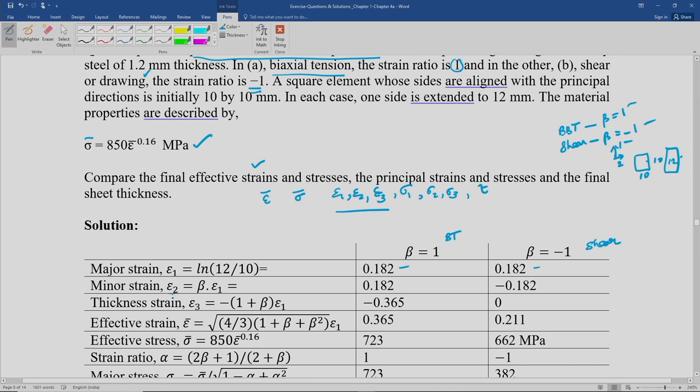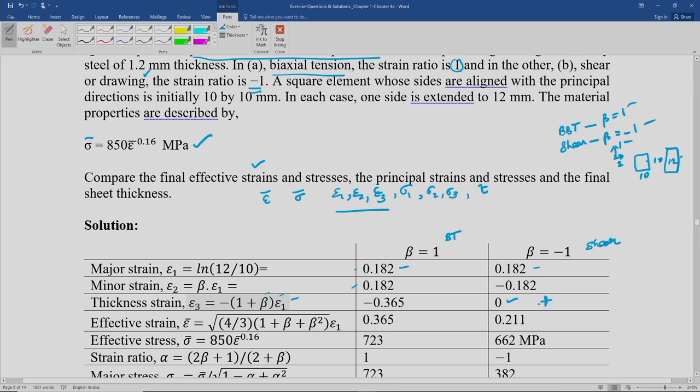Okay, so now if I want to find epsilon 2, I know beta is into epsilon 1. So beta is going to be 1 here, minus 1 here. So this becomes 0.182, this becomes minus 0.182, right? So if I know epsilon 1 and 2, I can get epsilon 3 as equal to minus of 1 plus beta into epsilon 1, correct? Or I can use epsilon 1 plus 2 plus 3 is equal to 0, either way I can find out. So I know beta here, I know epsilon 1, so I know epsilon 3 as minus 0.365 and it is 0. This point should be noted here, okay.